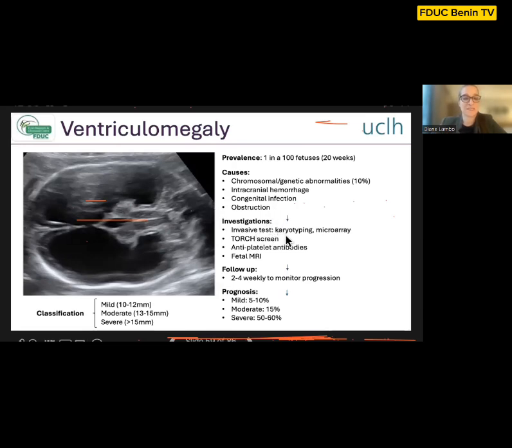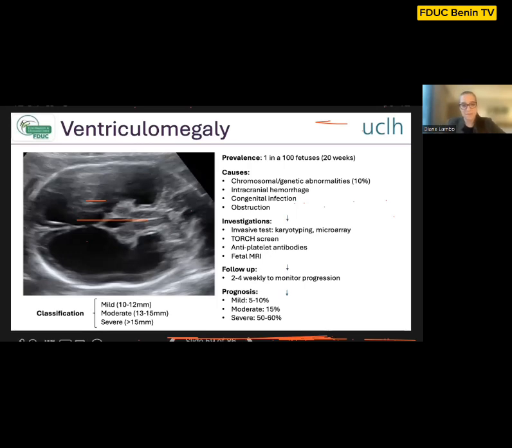Type of investigations that you might want to do is often an invasive test in order to be able to rule out a chromosomal condition, a TORCH screen, again, trying to rule out infection, antiplatelet antibodies as a possible cause of hemorrhage. And then later in the pregnancy, depending on where in the world you're scanning, fetal MRI to look at the surrounding brain tissue. Generally, we scan them every 2 to 4 weeks to monitor progression.